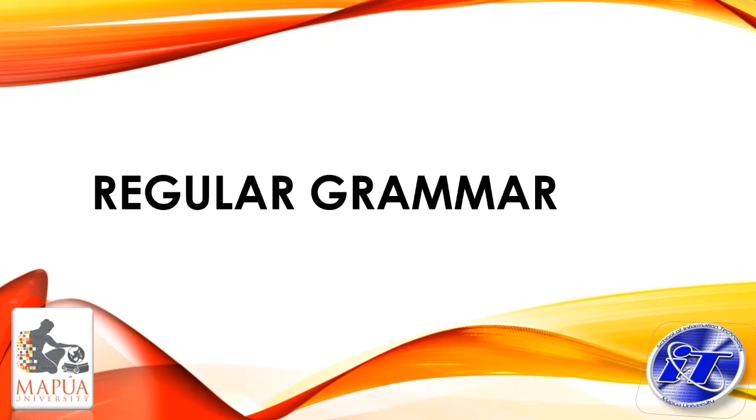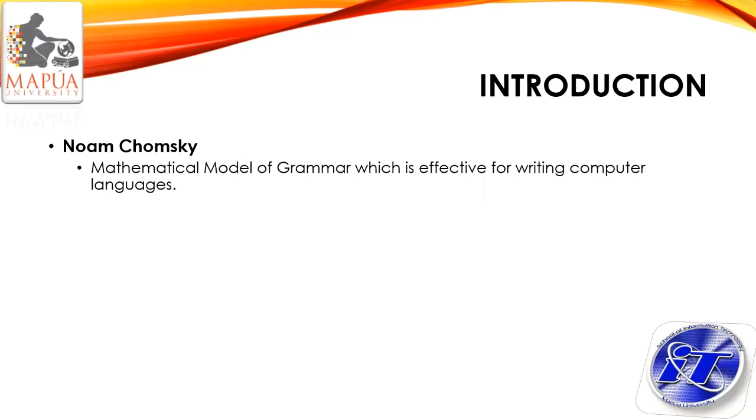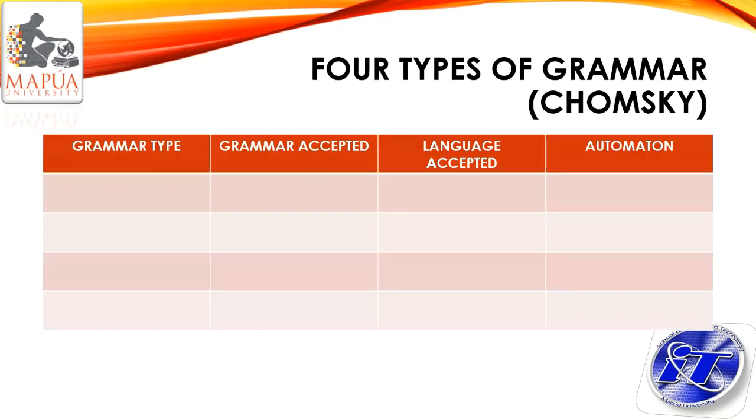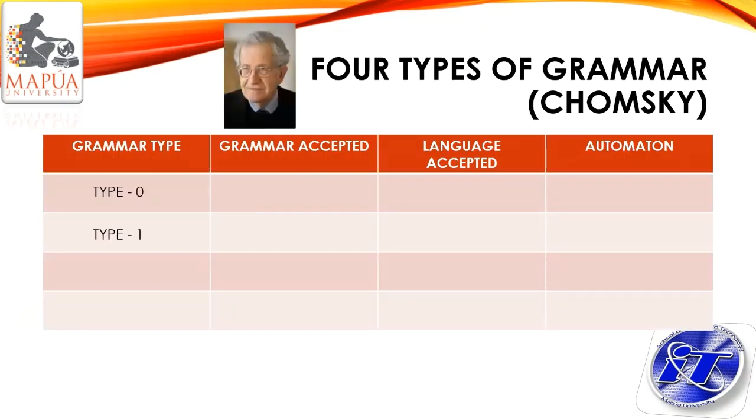So this grammar or computer language is presented, conceptualized by Noam Chomsky. He is a mathematician, and based on his concept, there is a mathematical model of grammar which is effective for writing computer languages. And based on his concept, we have four types. Okay, so we have type 0, type 1, type 2, and type 3. And by the way, this is Chomsky.